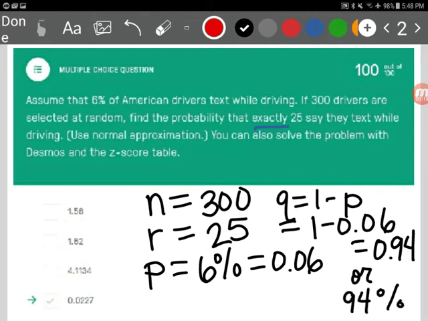When I'm doing my calculations, I want to convert those percentages to decimals. It's very important that you know that. Let's read the question again. Make sure you understand how we identify n, r, p, and q. N is our total number. R is the number of successes. P is the probability, which is 6%. And q is the probability of failures, which is 94%. Very easy. The only part that is tricky is when it says exactly 25.